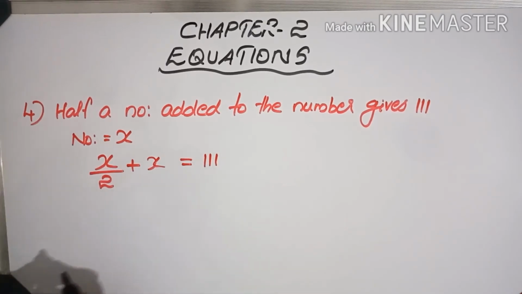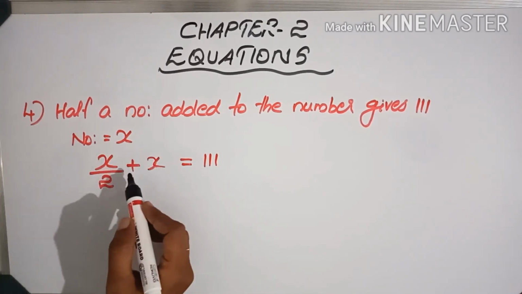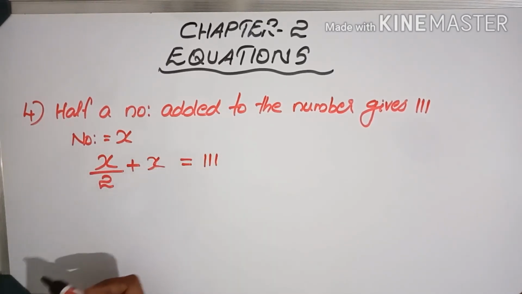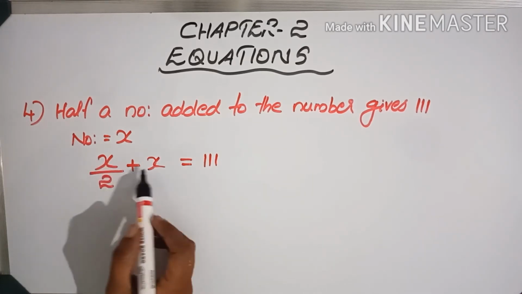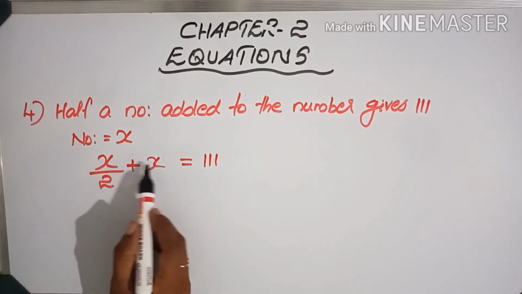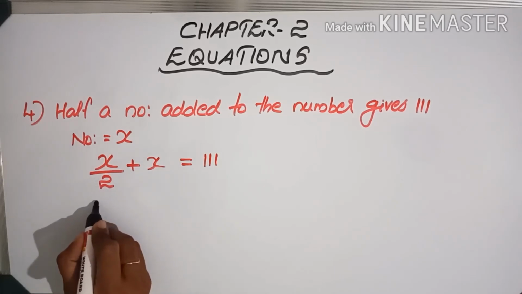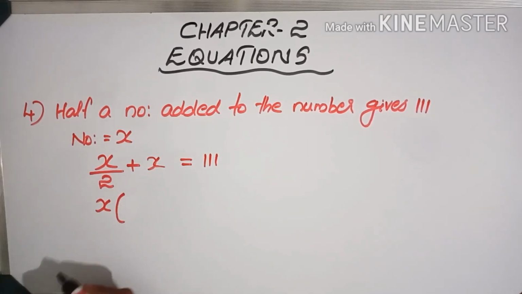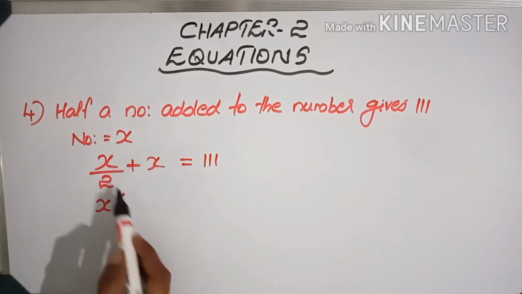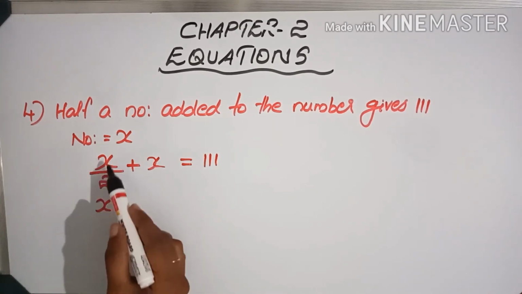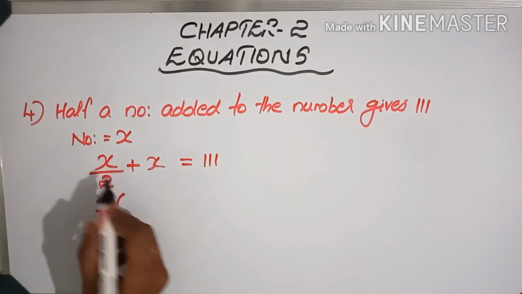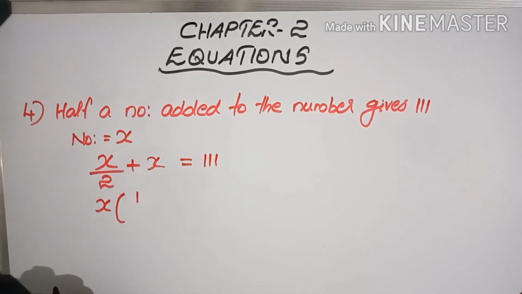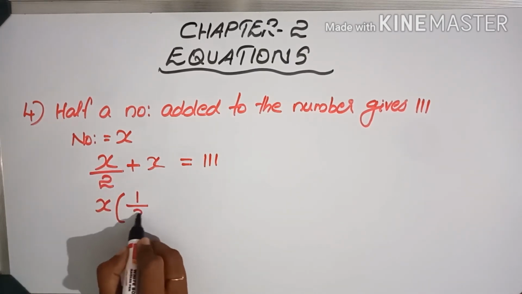111. This is the answer. We need to find this x. Which number is here? Okay, that we need to find. So here also x is common. That x we can take outside. Now inside the bracket opens. From this x by 2 I took x outside, so what remains here? 1 x remains, no number. No number means we need to put that as 1 by 2.